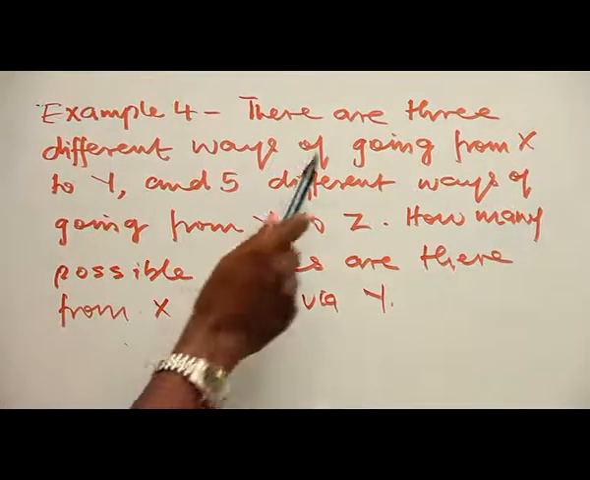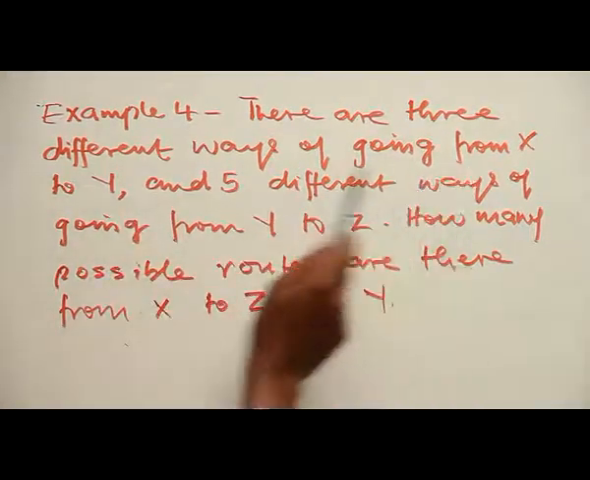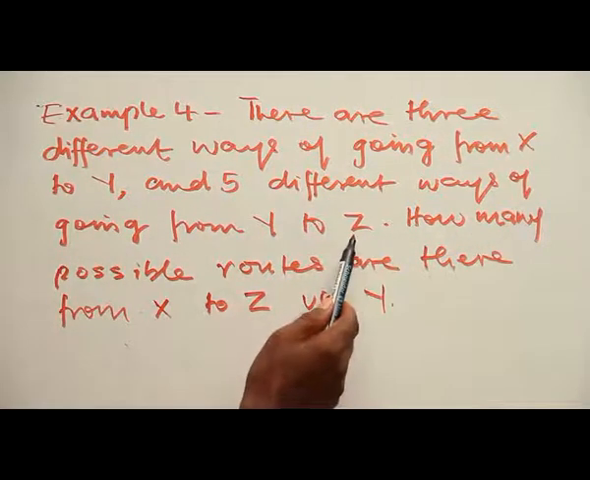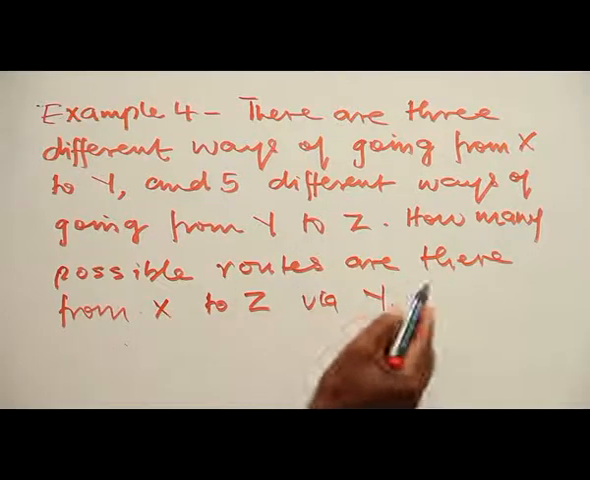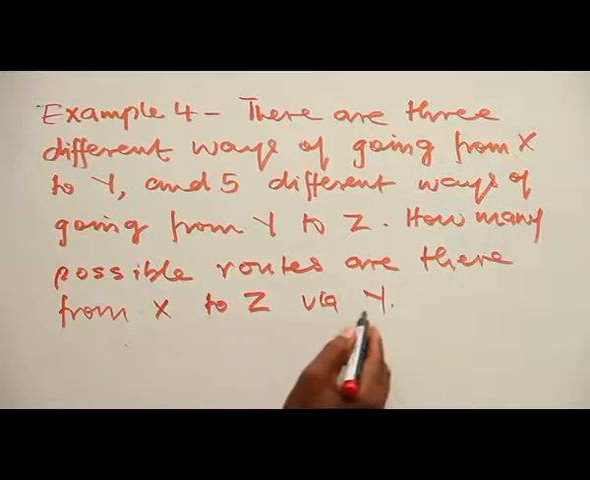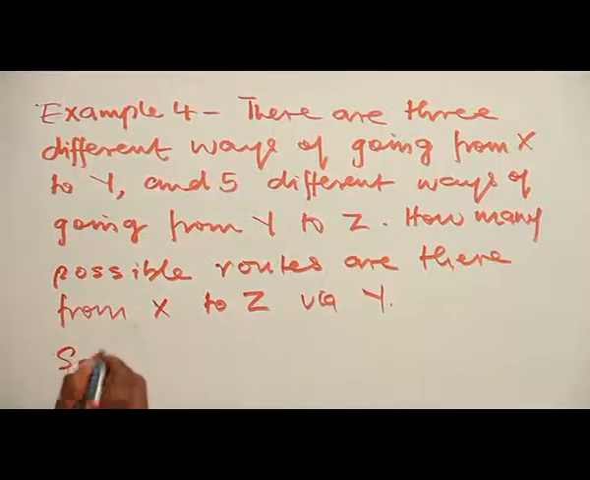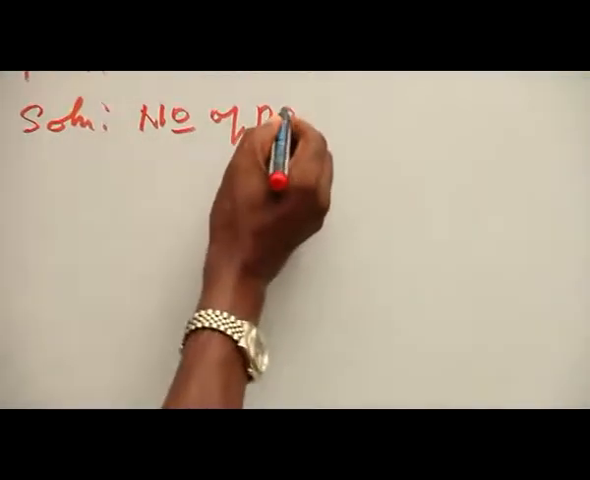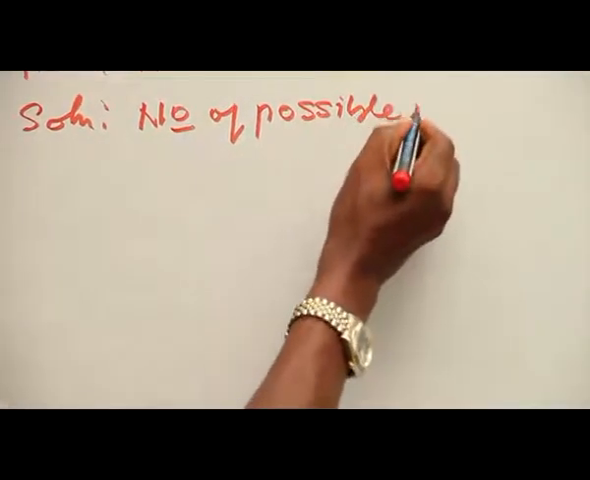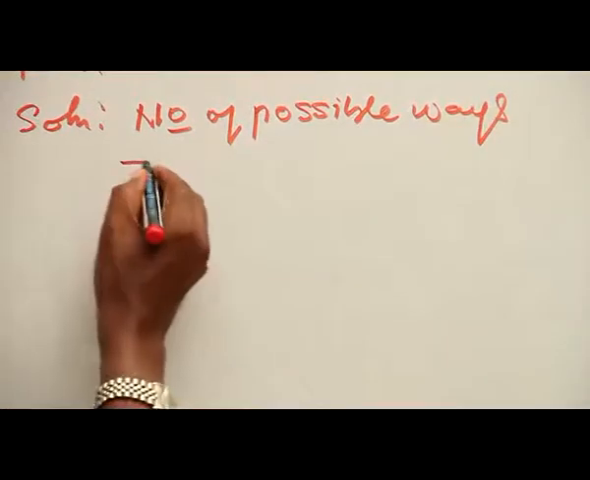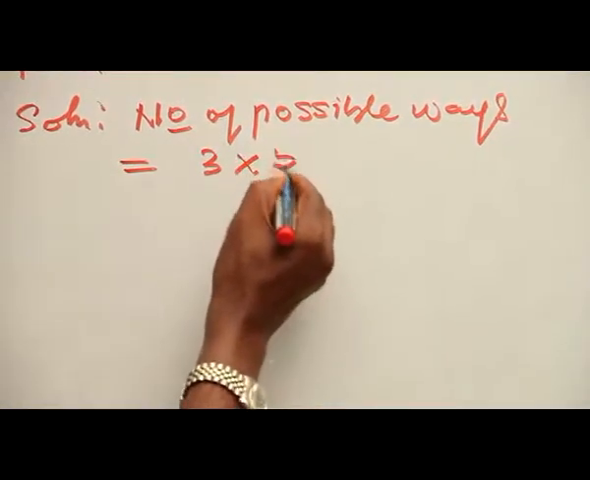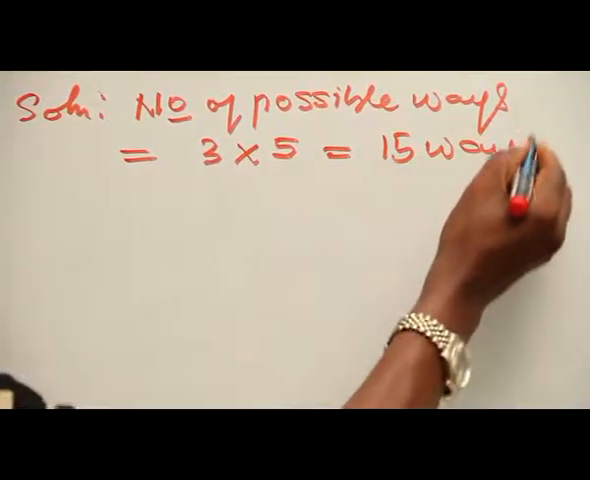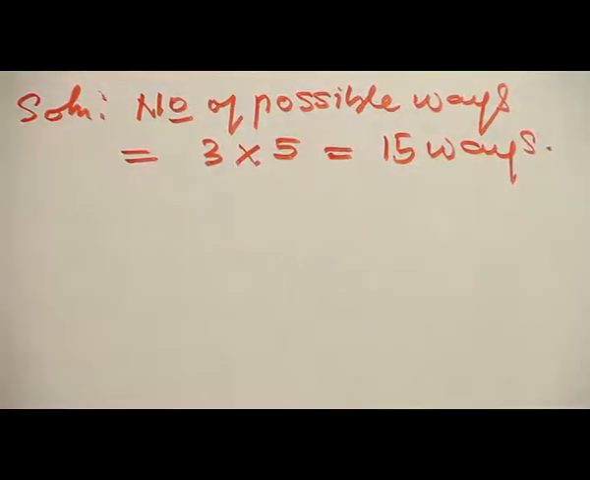Example number 4. There are 3 different ways of going from X to Y, and 5 different ways of going from Y to Z. How many possible routes are there from X to Z via Y? Solution: the number of possible ways is equal to 3 times 5, and that is equal to 15 ways. Let me give a little explanation.